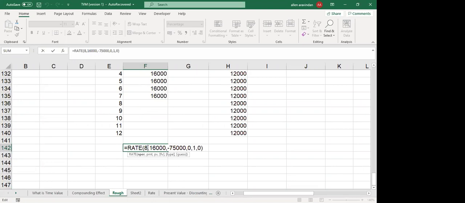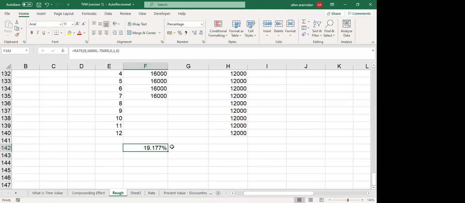But if you see, NPER is 8, 16,000 is what you're getting, you invested 75,000, which is PV. Future value is 0. Type is 1, and guess, just keep it 0. Why is guess used? In case it's an iterative calculation, that means the answer can be multiple, then we use guess. For now, if you don't know anything, just put in 0.